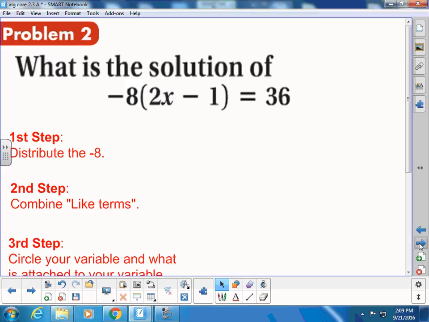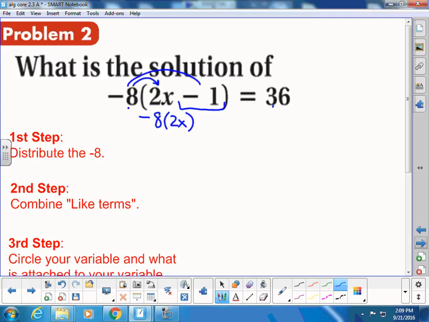So let's try this one. What's the solution of this? First, I'm going to look. Negative 8, 36. 8 doesn't go into 36 evenly. So it says first distribute the negative 8. So I'm going to have negative 8 times 2x. And then I'm going to have, this all goes together, negative 8 times negative 1 equals 36. That's negative 8, whoops, sorry. That's negative 16x plus 8 equals 36.